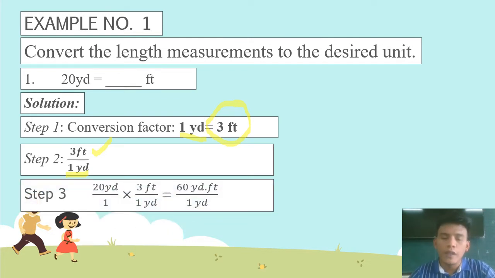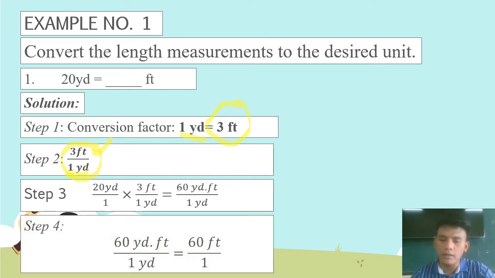Step 3. 20 yards over 1 times 3 feet over 1 yard, which is our conversion, is equal to 20 yards times 3 feet, which is 60 yard-feet. 1 times 1 yard is equal to 1 yard. Then we will do the cancellation method, or the cancellation of units. So we'll cancel out yard and yard. And the remaining is feet, and that is what we are looking for. Feet.